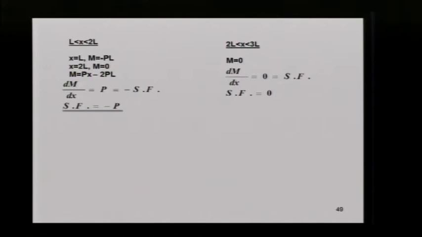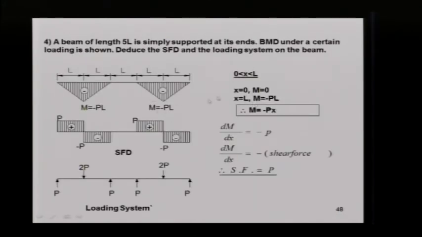Now we go down to the third region, where we find an expression for bending moment that is very easy, of course: M equals 0. So dM by dx equals 0, which is equal to the negative of shear force, and therefore the shear force equals 0. So we go back to the shear force diagram and we put this as 0. So here the shear force was minus P, and suddenly in this region, the shear force is zero. So there must be some concentrated load that causes this step change, and the load will be equal to this jump, and so that will be equal to P.